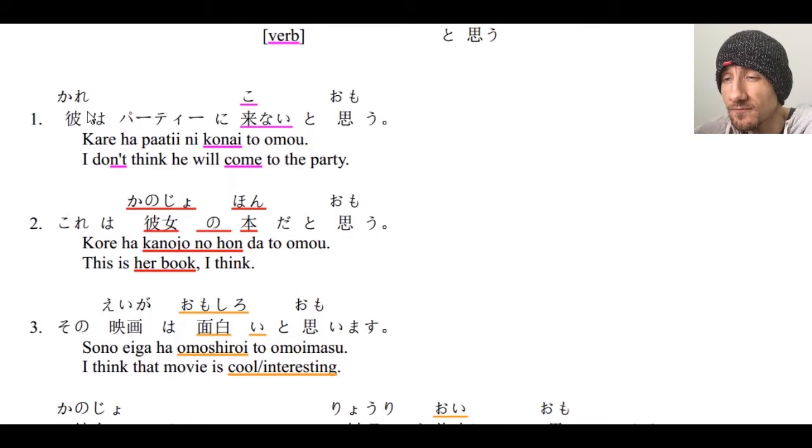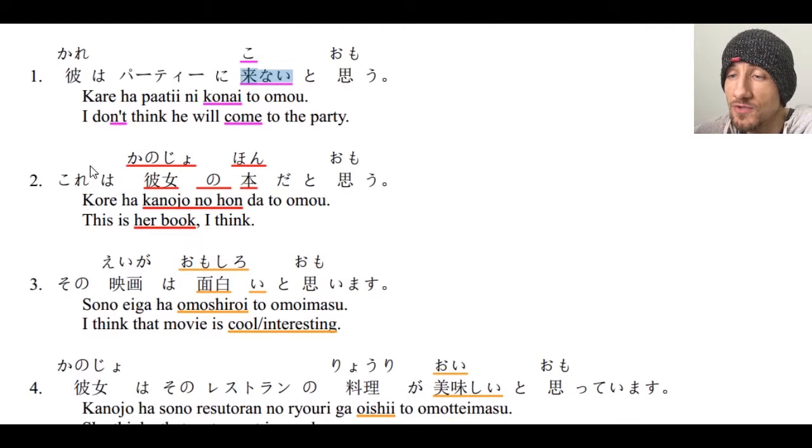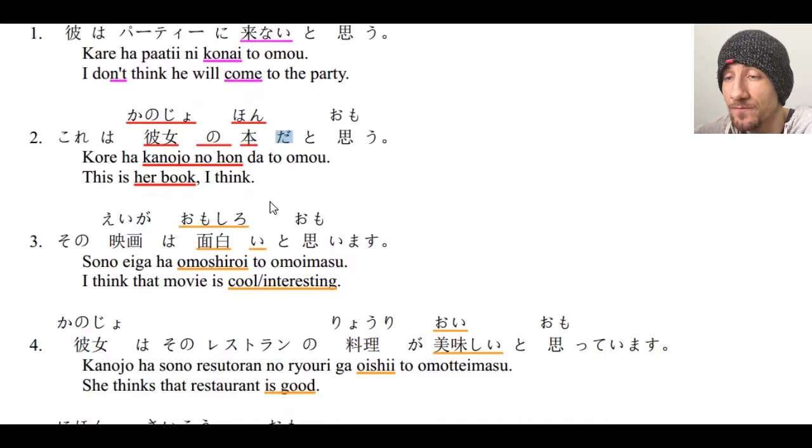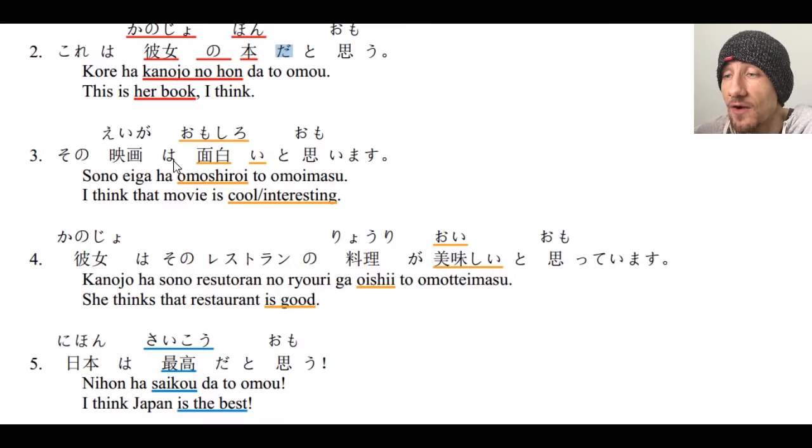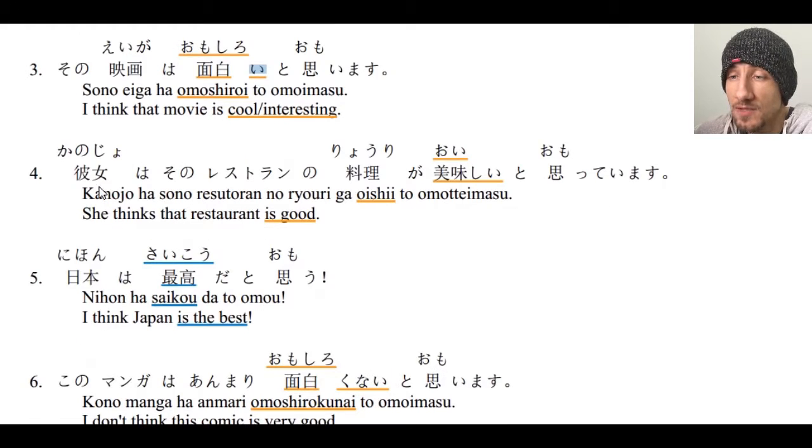Number one. 彼はパーティーに来ないと思う. I don't think he will come to the party. 来ない is a verb, と思う. Number two. これは彼女の本だと思う. This is her book. 彼女の本 is a noun phrase, her book, だと思う. So we need だ. Number three. その映画は面白いと思います. I think that movie is cool or interesting. 面白い is an e adjective, obviously. 面白いと思います. No だ.